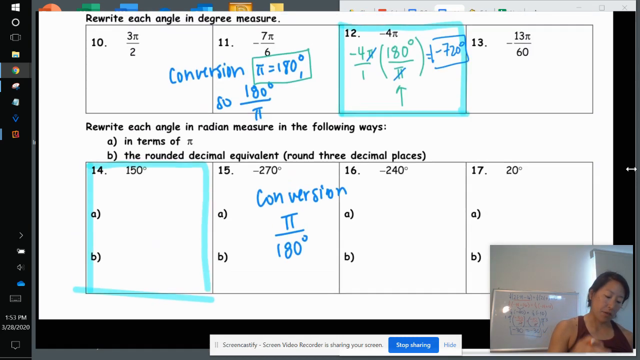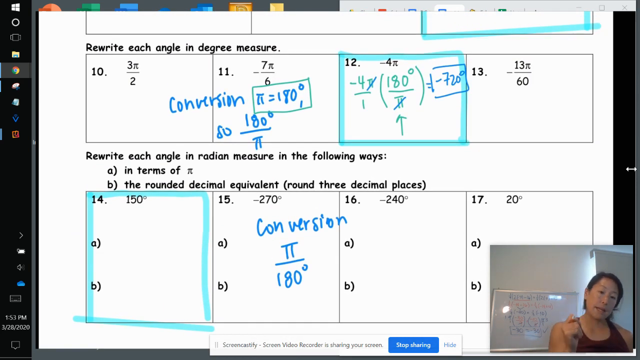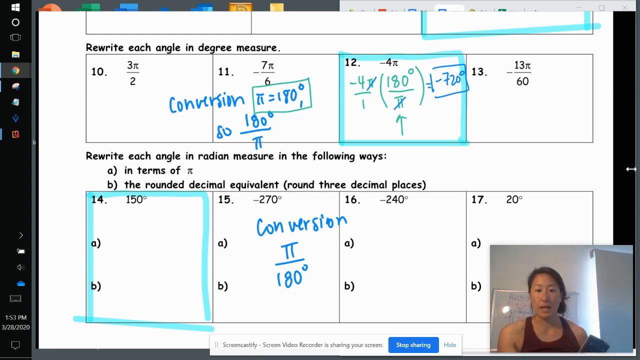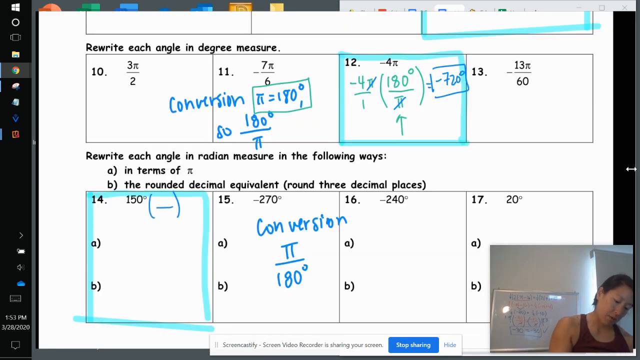Okay, 150 degrees converted into radians. And then we also are going to get a decimal equivalent for that. Okay, so 150, we multiply it by our unit conversion. This time I want radians, so I'm going to put pi on top, and 180 degrees goes on the bottom. Cool? Cool. Okay. So we are going to end up with a pi in the end. So 150 divided by 180 is 5/6. So this is 5 pi over 6.